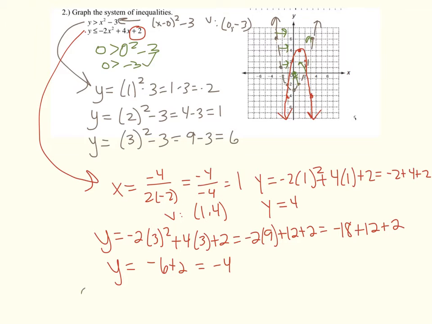I'll plug 0, 0 into my second inequality. So 0 is less than or equal to negative 2 times 0 squared plus 4 times 0 plus 2. So I get 0 is less than or equal to 2, which is also true. So for the red one, I'm also going to head toward my test point 0, 0, which means this little overlap region here is the true shaded region, the solution to that set of quadratic inequalities.